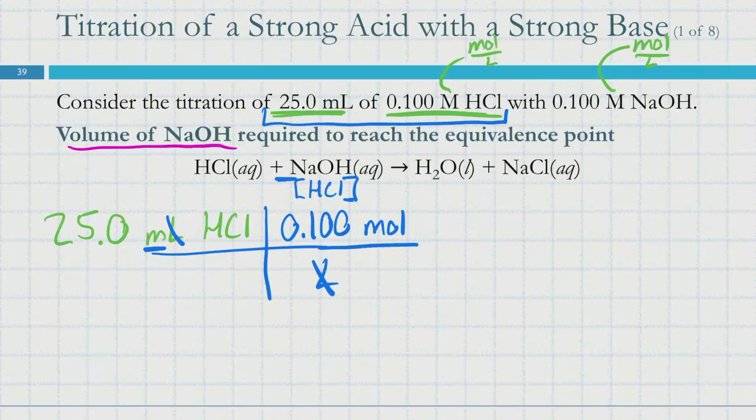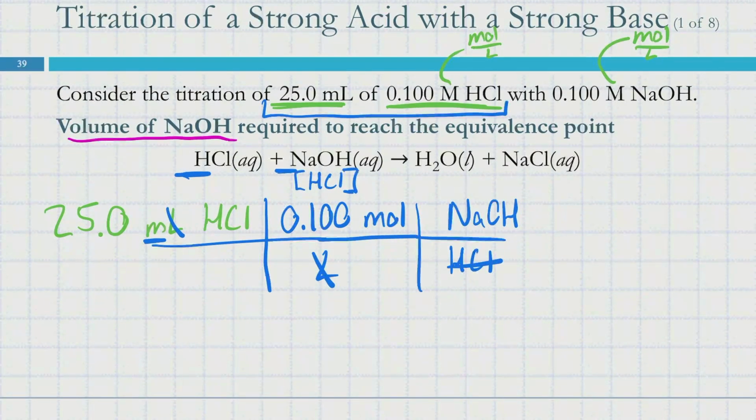We have a 1-to-1 ratio between HCl and sodium hydroxide, so our numbers aren't going to change. HCl goes on the bottom, sodium hydroxide goes on the top. This is an important step to remember anytime we're doing a diprotic or triprotic acid or base that releases multiple equivalents.